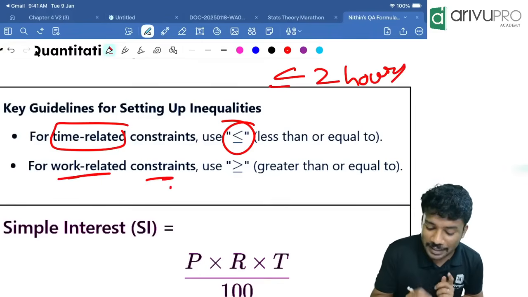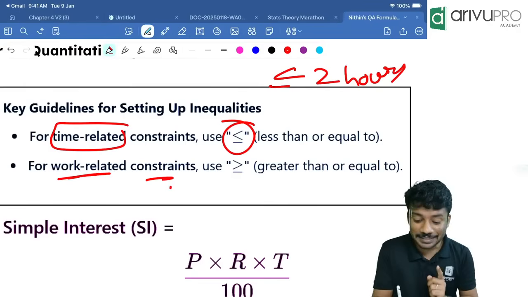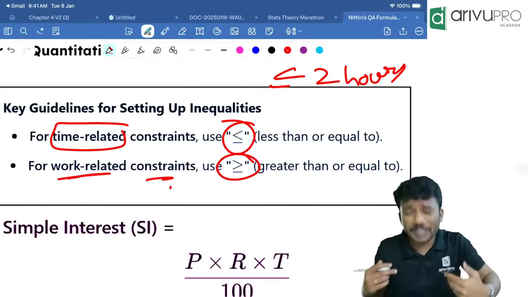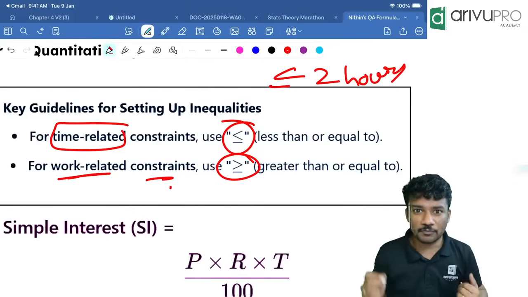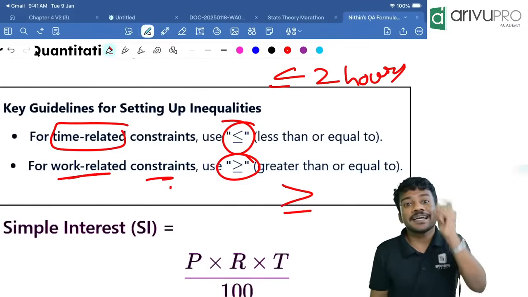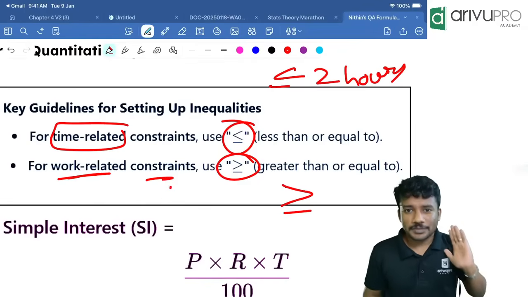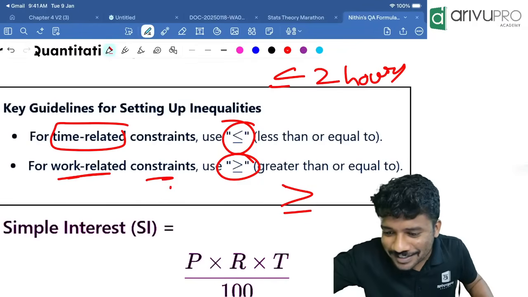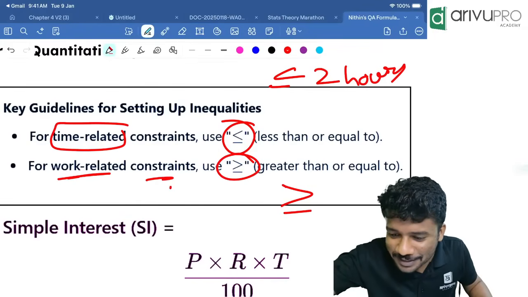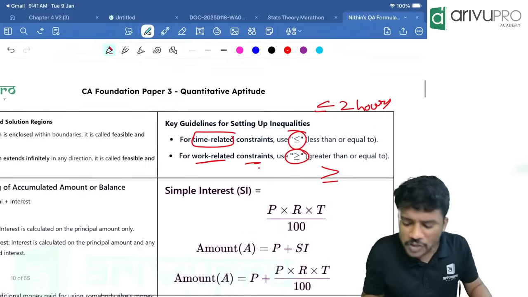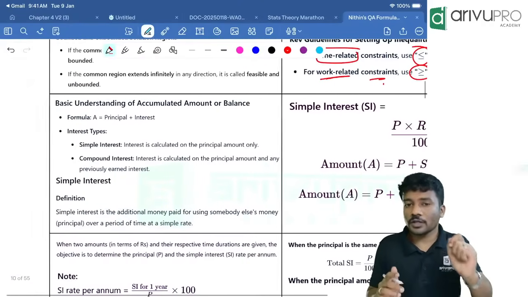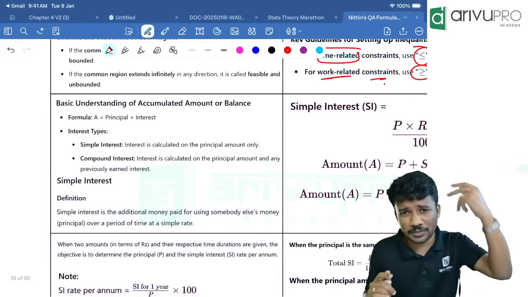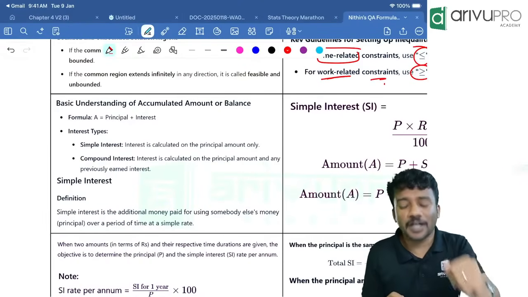People, a work related constraint should always be greater than or equal to. How do you say that? During the time of the exam, how much work should you put in? You should put in maximum work. That means you can always put a greater than or equal to sign for a work related constraint. Next one, which part should I attend first? You can attend your favorite part first. Whichever is your favorite, LR, Maths, or whatever chapter, start off with that.